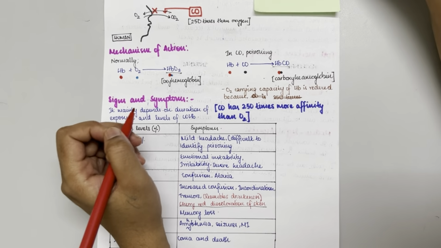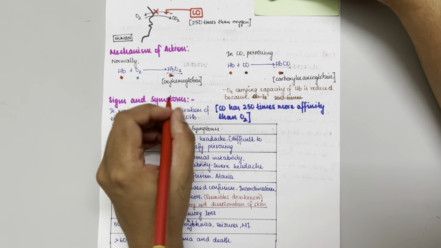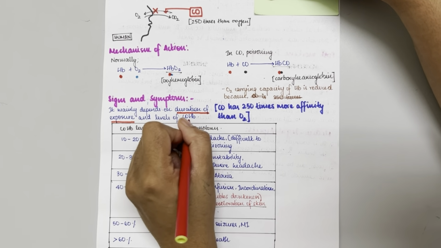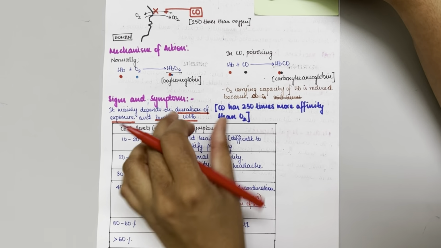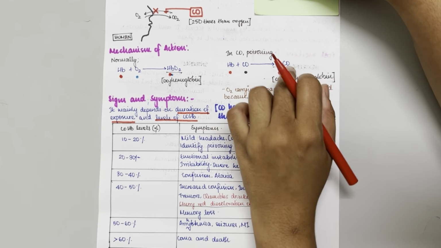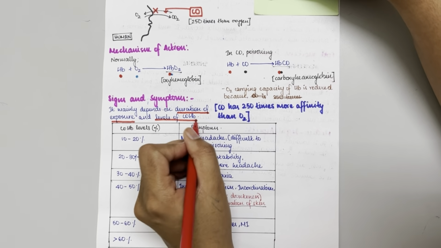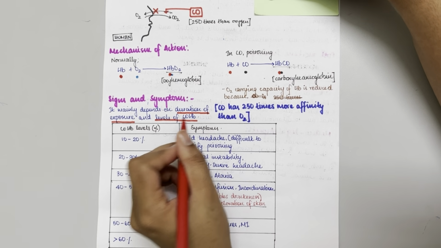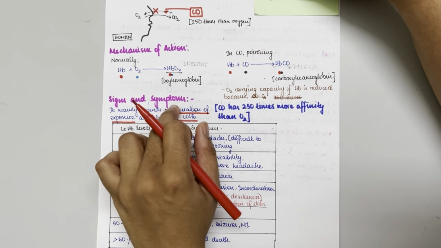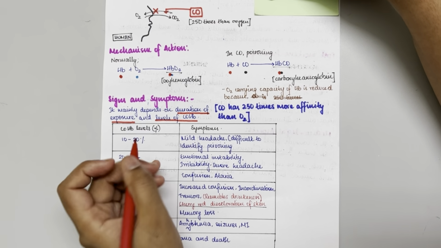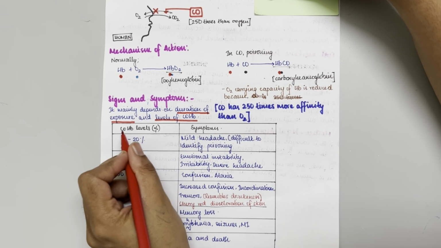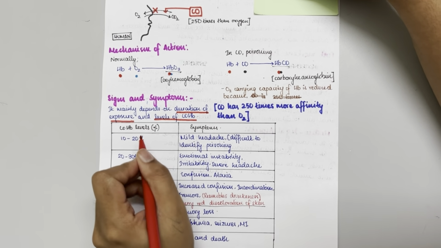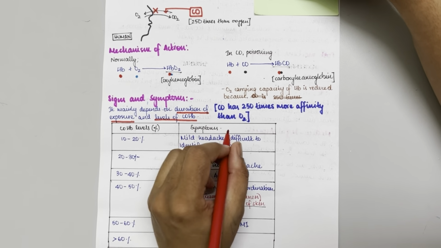So next let us see about the signs and symptoms. The signs and symptoms depend on two things, that is duration of exposure and levels of carboxyhemoglobin. This carboxyhemoglobin, we said, is a compound formed in blood instead of oxygen being bound. So the level of carboxyhemoglobin in the blood and the duration of exposure, these two things determine the signs and symptoms of the patient. When the level of carboxyhemoglobin in blood is below 10%, the person might not have any symptoms, that is asymptomatic.